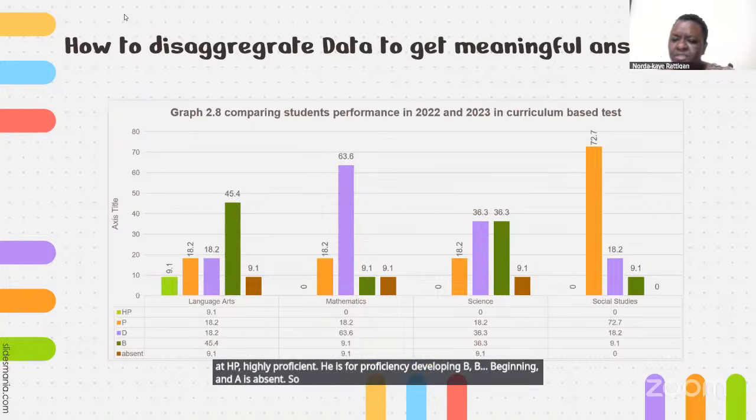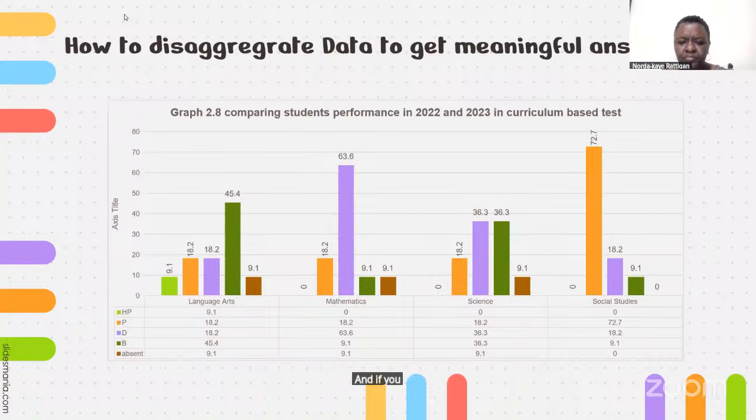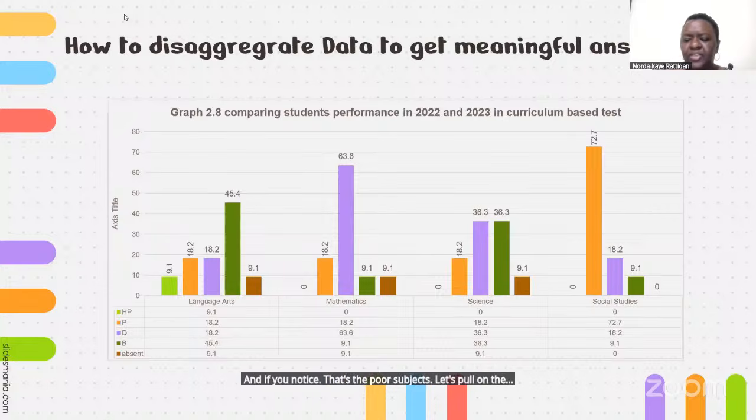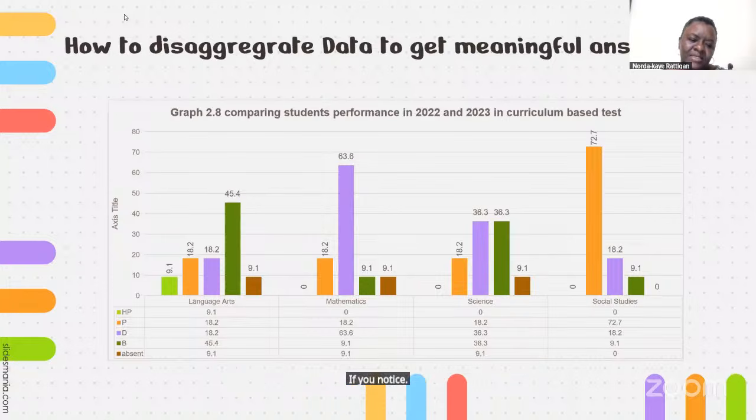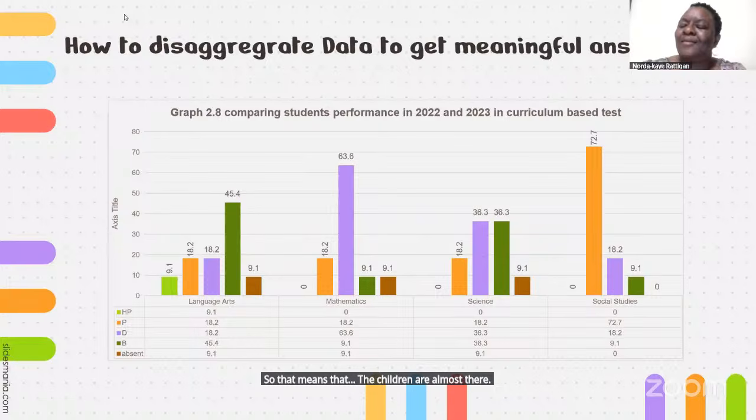So we look at this for 3 years. And if you notice the core subjects, let's not look at the science and the social right now, the maths and the language. If you notice, mathematics, the developing is very high. Developing is at 63.6. And in the previous year, it was at 18.2. So that means that the children are almost there, but they just didn't get there. So these are things that you look at.